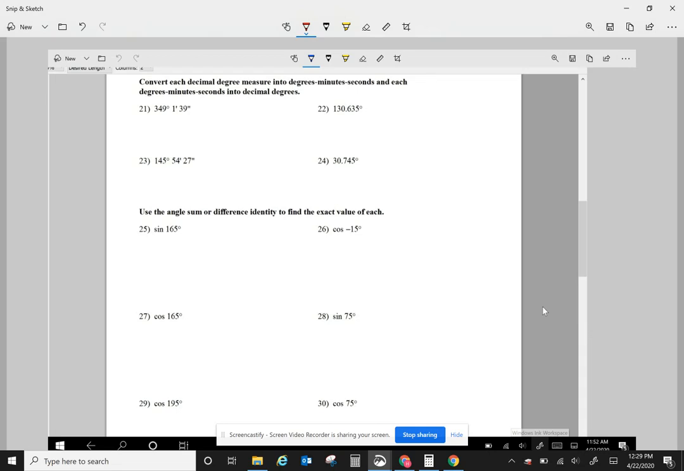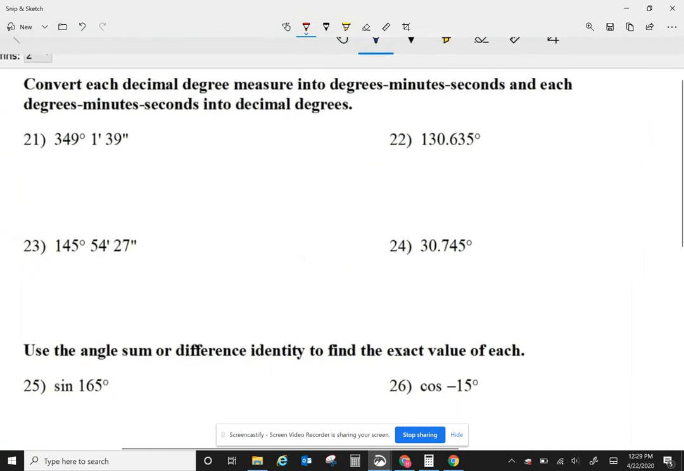All right, so let's review for the week. For this first part, we're going to convert each decimal degree measured into degrees, minutes, or seconds. And each measurement that is in degrees, minutes, seconds, we're going to convert into decimal degrees. All right, so let's take a look at number 21. It is given to us in degrees, minutes, seconds.